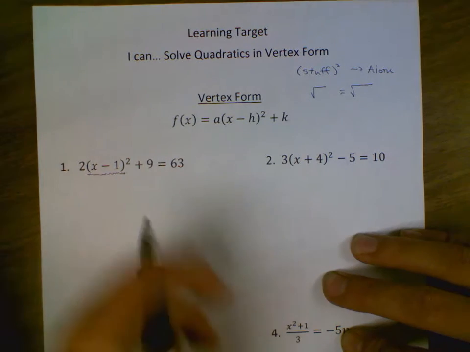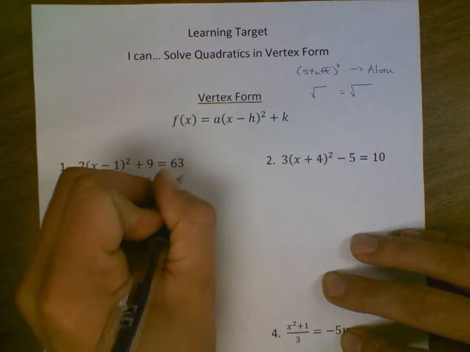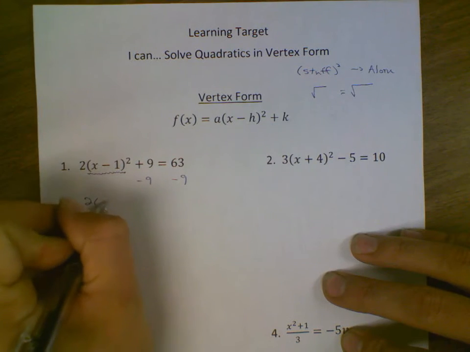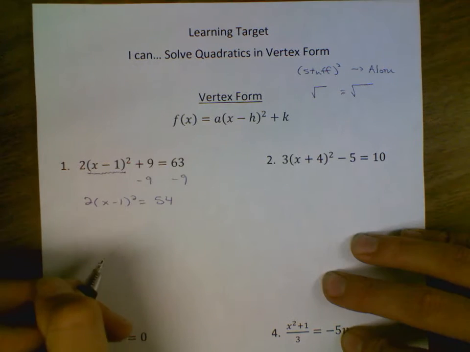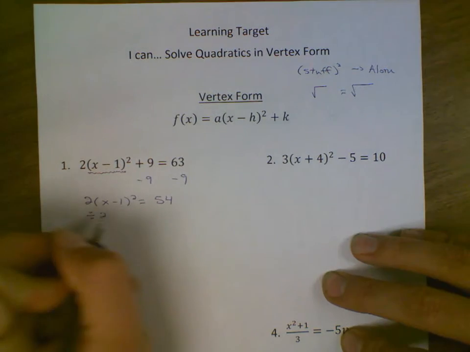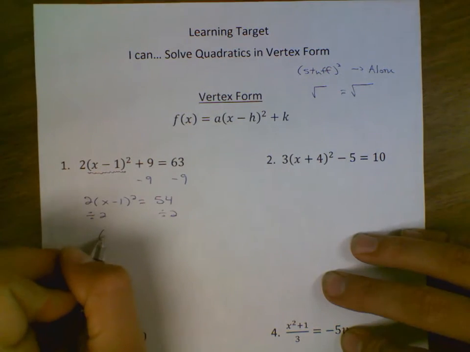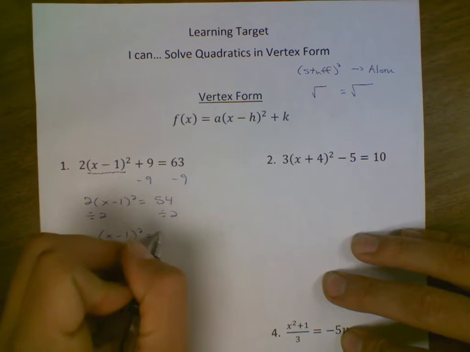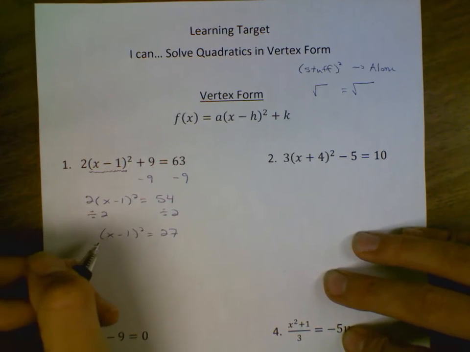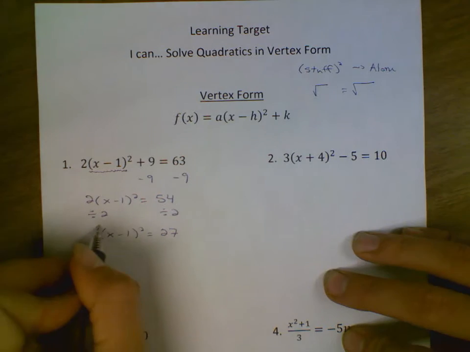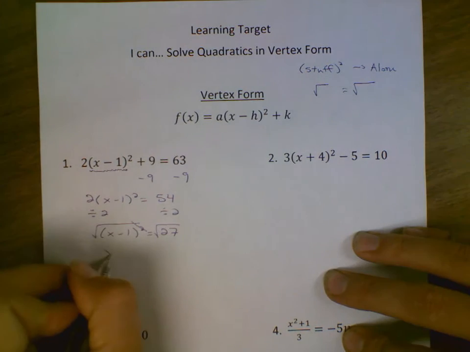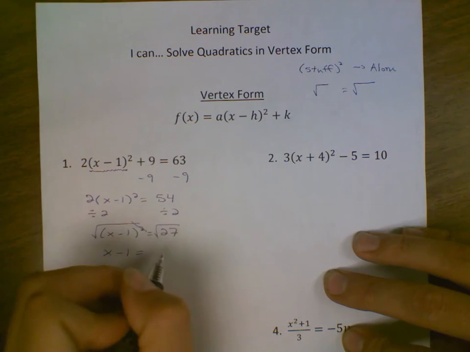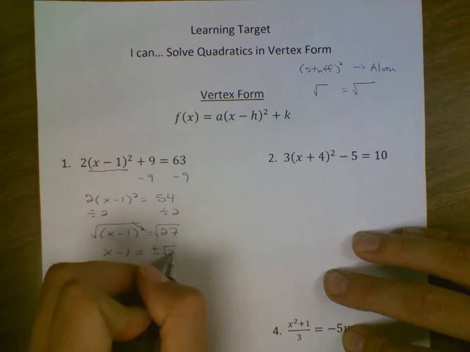So to get rid of the 9, I'm going to minus 9 from both sides. That gives me 2 times the quantity x minus 1 squared equals 54. And then I'm going to divide by 2, which gives me x minus 1 squared equals 27. I can get rid of the square by taking the square root of both sides. Squares and square roots will cancel. I'll be left with x minus 1 equals plus or minus the square root of 27.